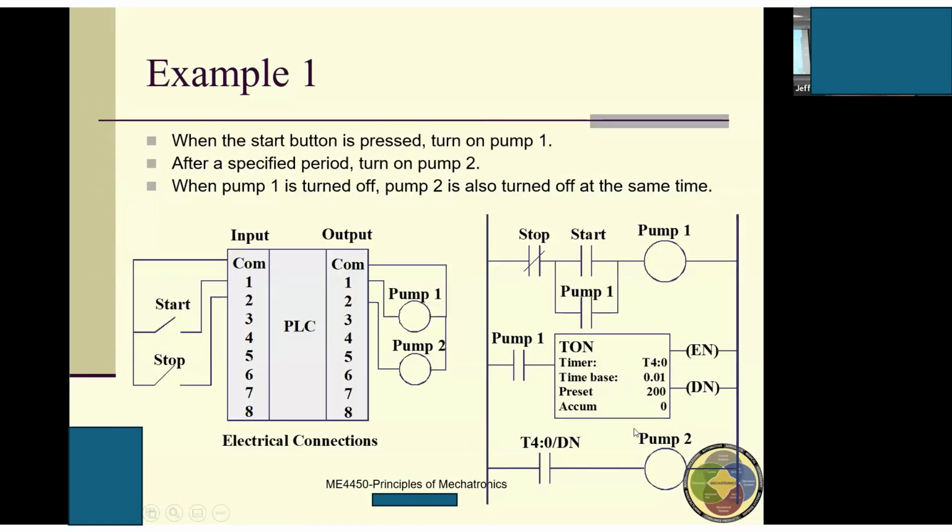Questions? Comments? So rung 2 and rung 3 are combined for our second instruction. And also this is for the third instruction. If I press the stop button, pump 1 will be turned off. If pump 1 is turned off, it becomes false. The done bit will be false. As a result, pump 2 will be turned off as well.